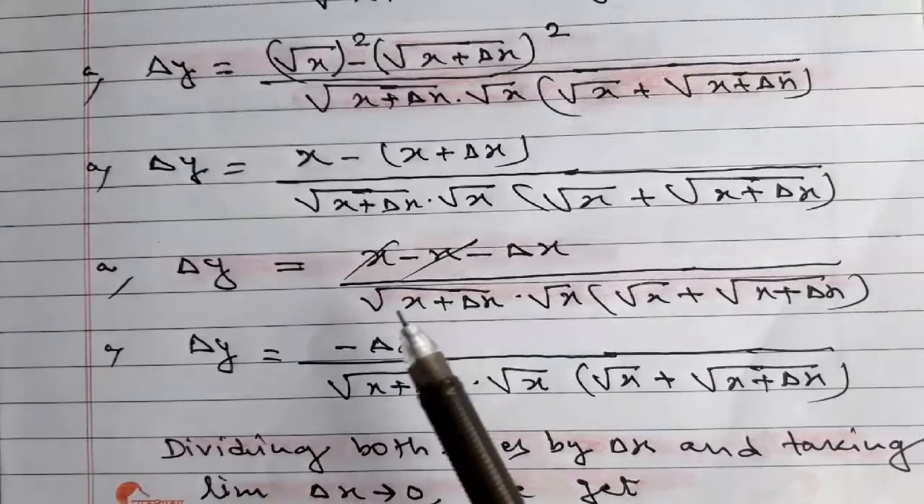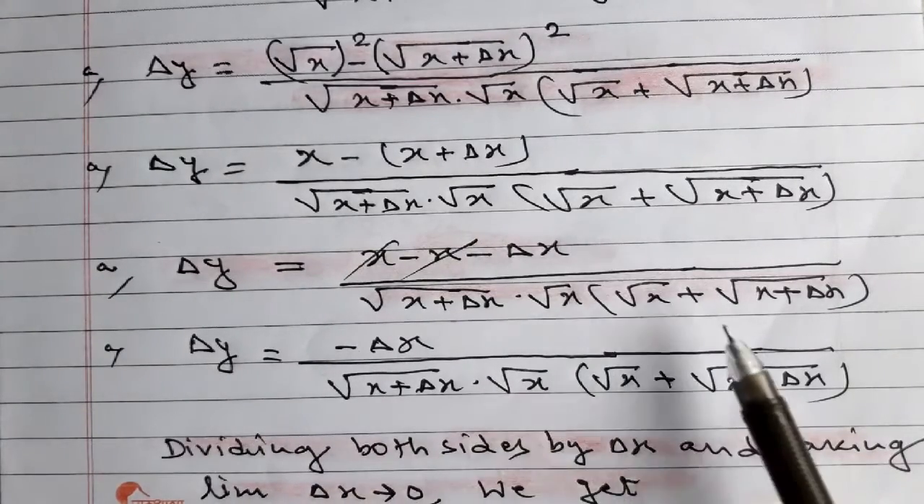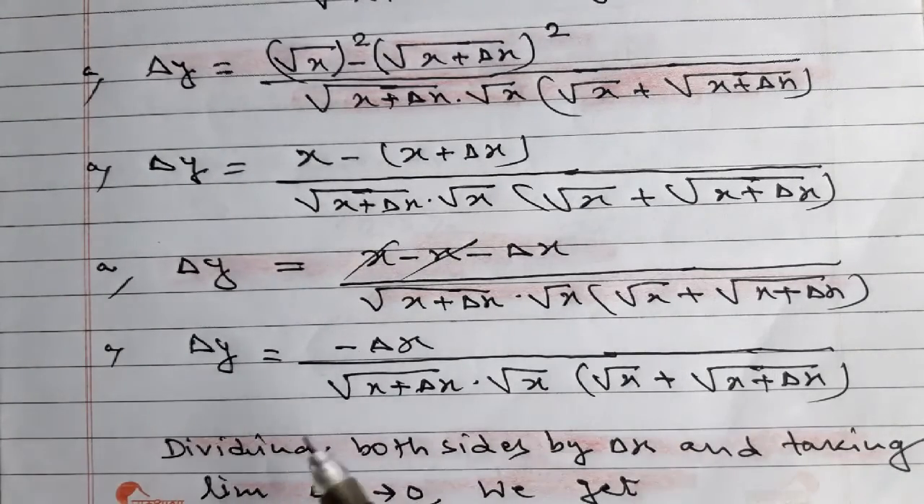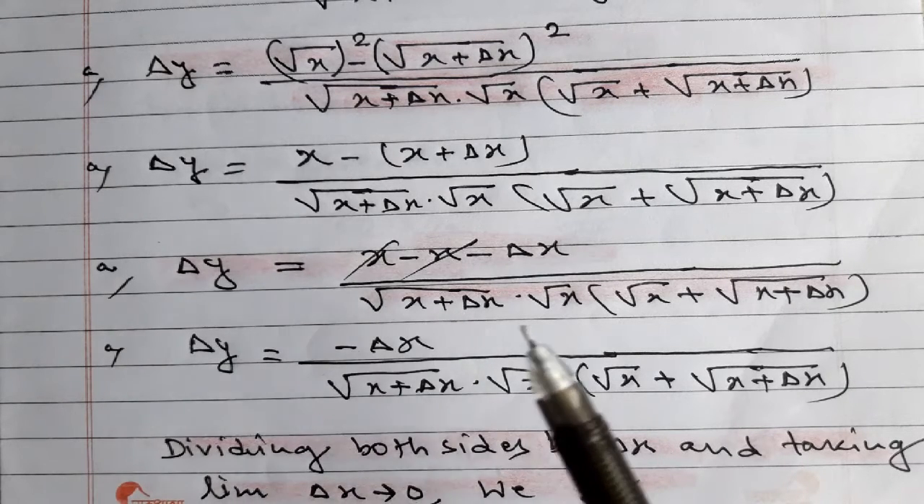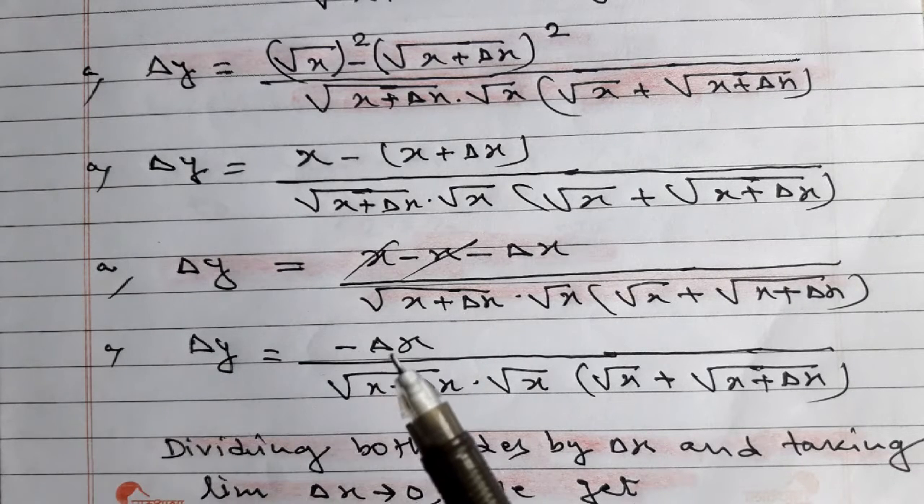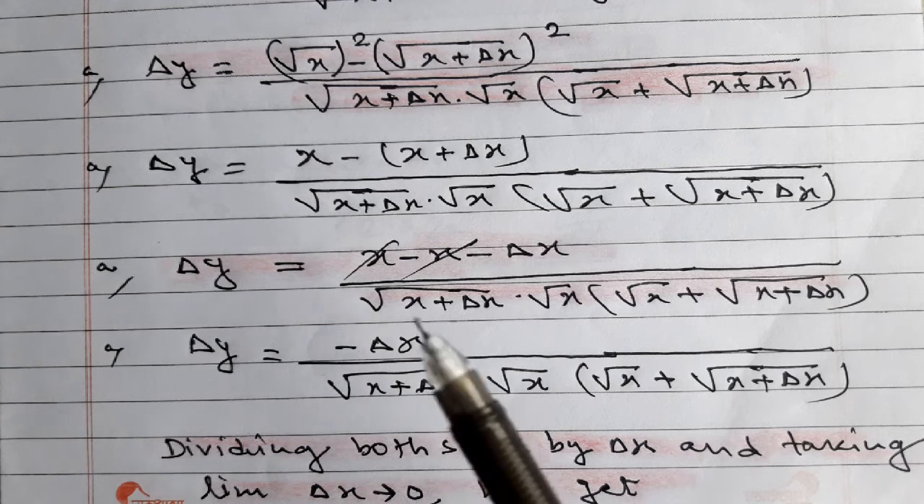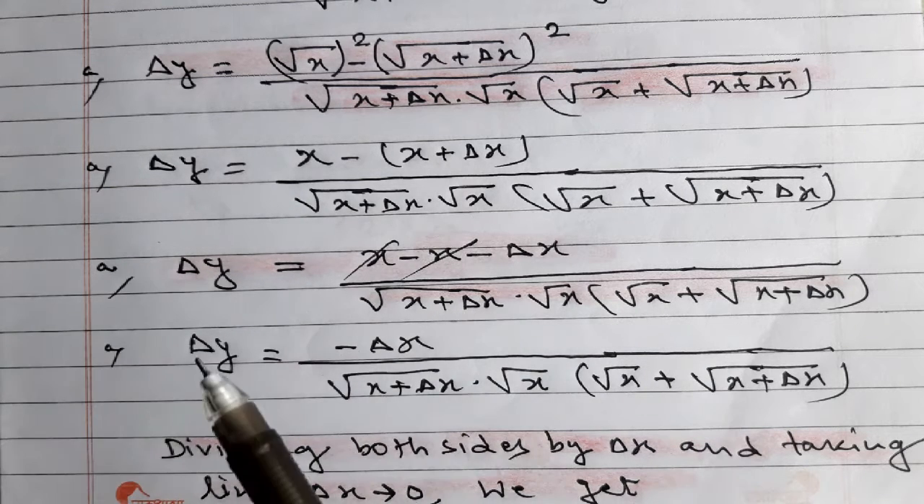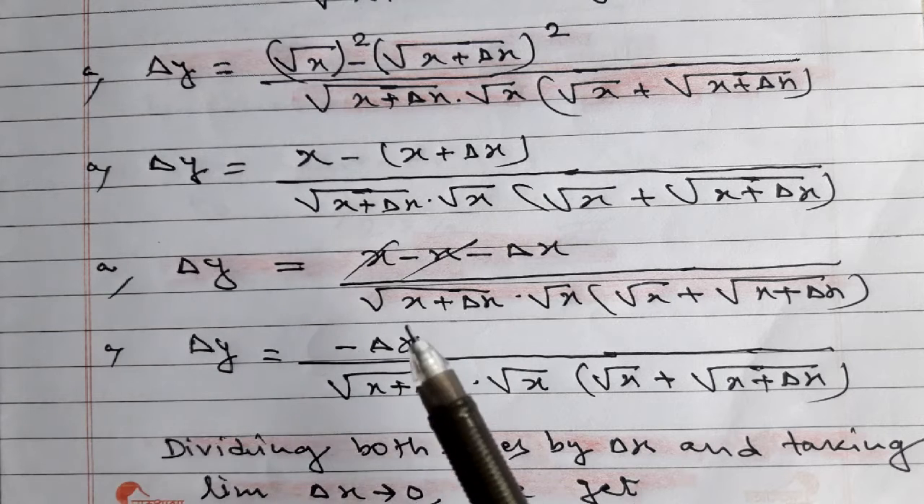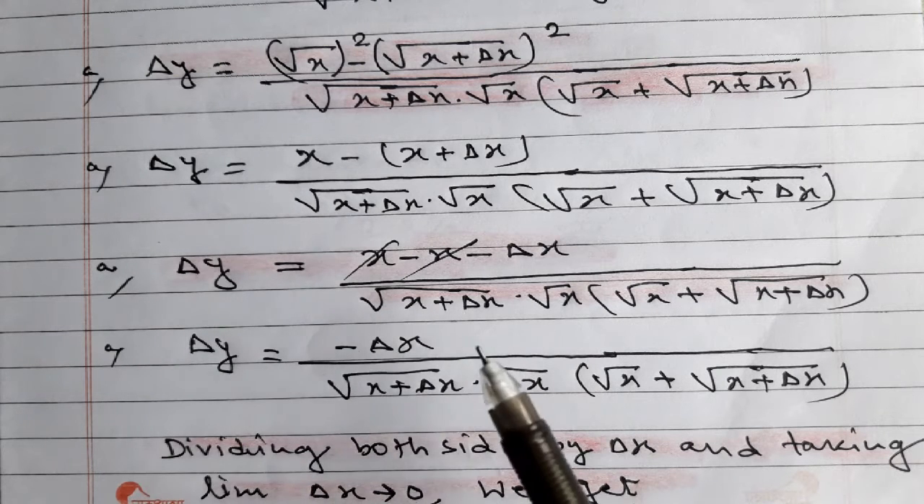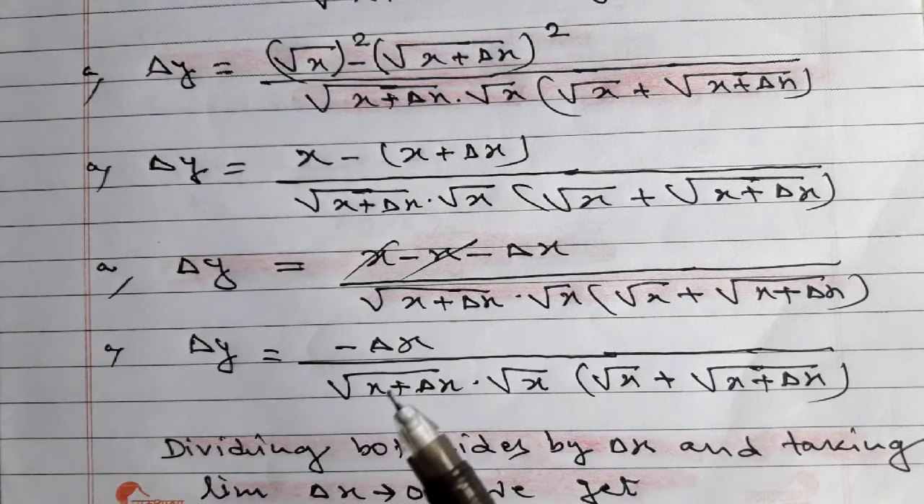Delta y is equal to minus delta x by root x plus delta x into root x, bracket root x plus delta x. Now to cancel delta x or to remove the 0 by 0 form, we have to divide both sides by delta x, so that delta x will cancel and the form of 0 by 0 will be eliminated. So dividing both sides by delta x and taking limit delta x tends to 0. So this is the second step of derivative from the first principle.